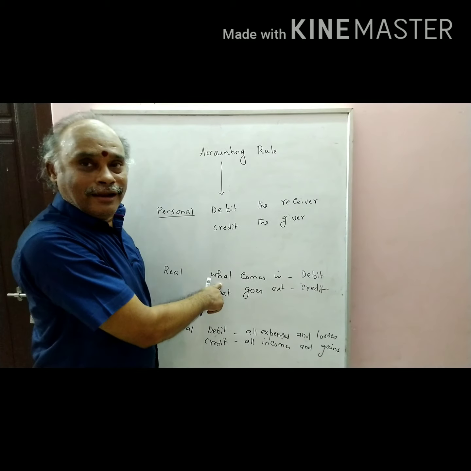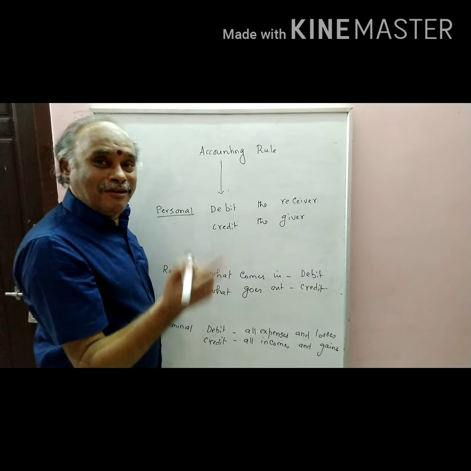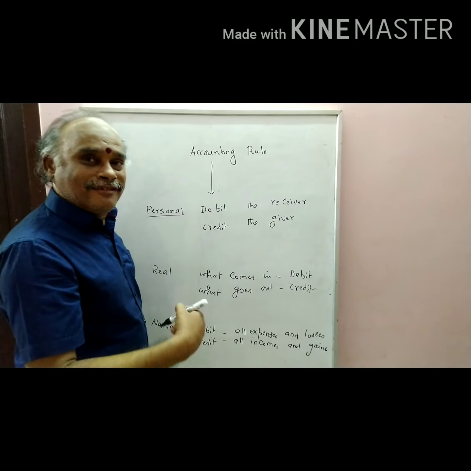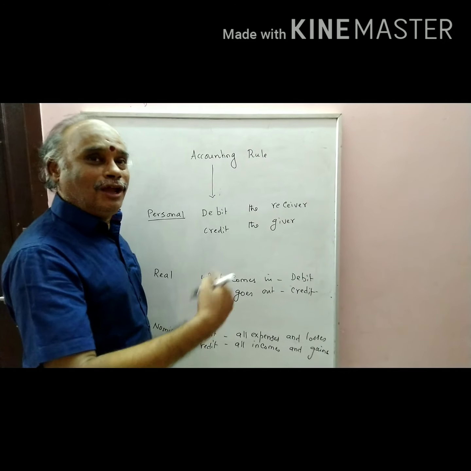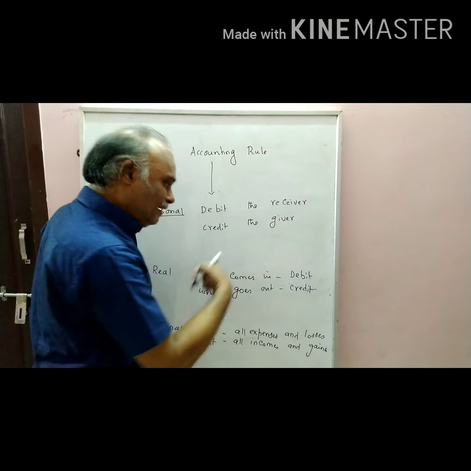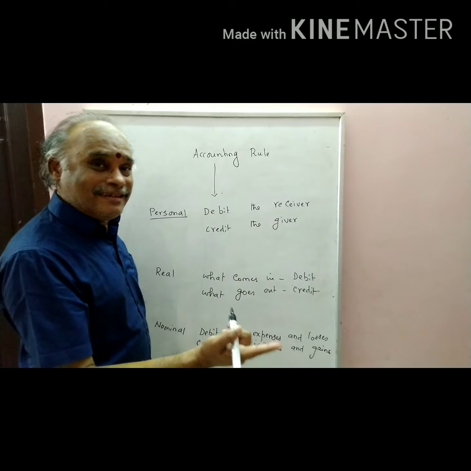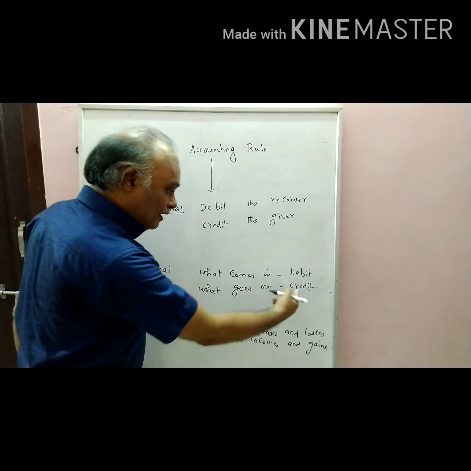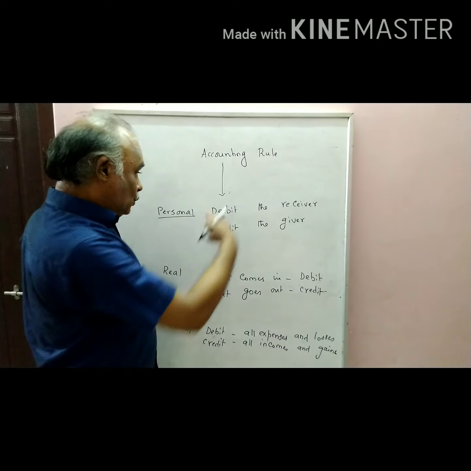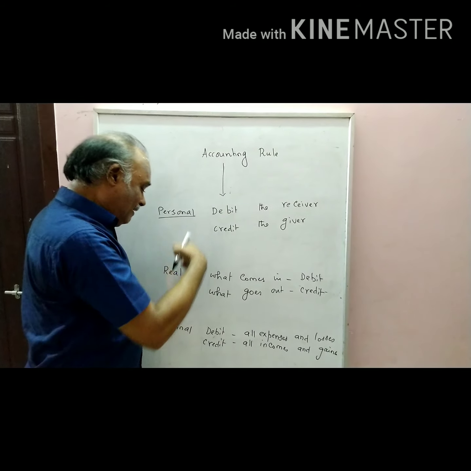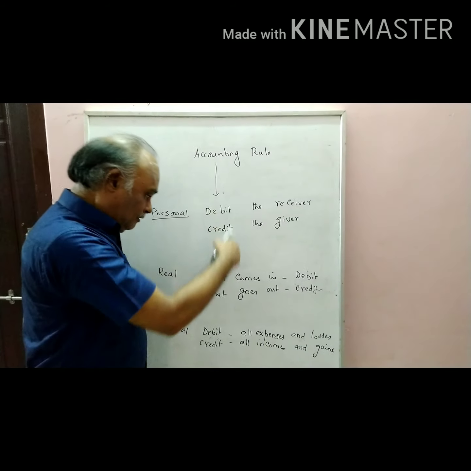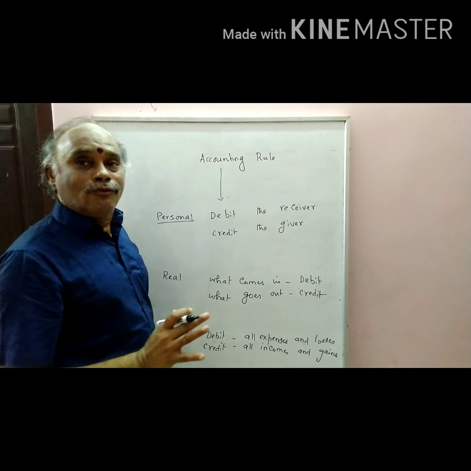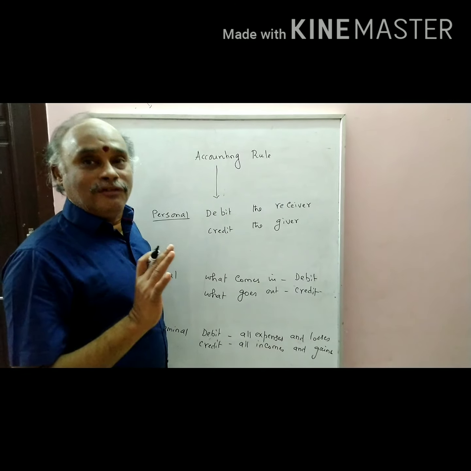Now whenever I come to the real, it speaks about your assets, nothing but your fixed assets and current assets. So whenever it is coming to you, automatically you own it. So automatically it becomes debit. It becomes an asset and you own it, that is why it is debit. And at the same time, when it goes out, we call it credit. So accounting rule for personal, for real and nominal, these three debit and credit rules are very, very important for moving into the recording into journal.